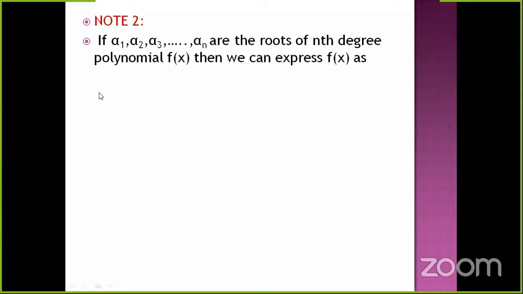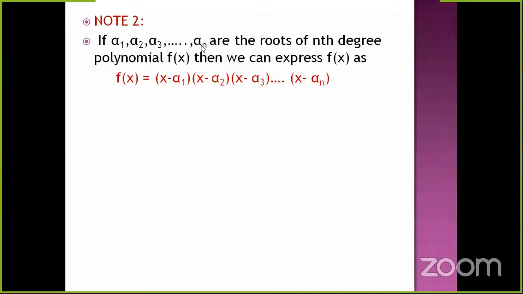And see here, if alpha 1, alpha 2, alpha 3, so on, alpha n are the n roots of the polynomial f of x, then we can express f of x as f of x is equal to x minus alpha 1 into x minus alpha 2 into x minus alpha 3, so on, x minus alpha n. Students, once again see this equation.